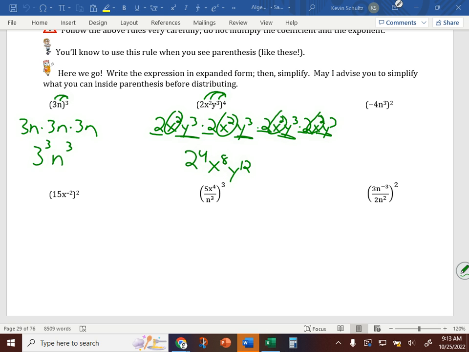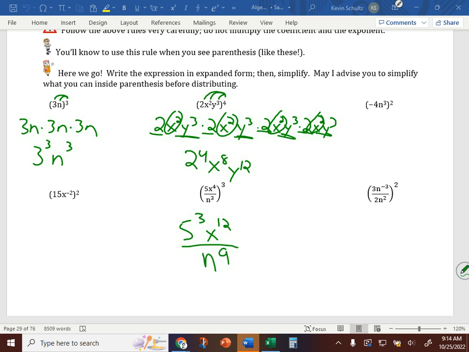The last one, in the interest of time, I'll skip the expanded form. You should get 5 cubed, x to the 12th, over n to the 9th. And that coefficient 5 takes the power, 5 cubed. The exponents, x to the 4th, 4 times 3 is 12, and n cubed, 3 times 3 is 9.